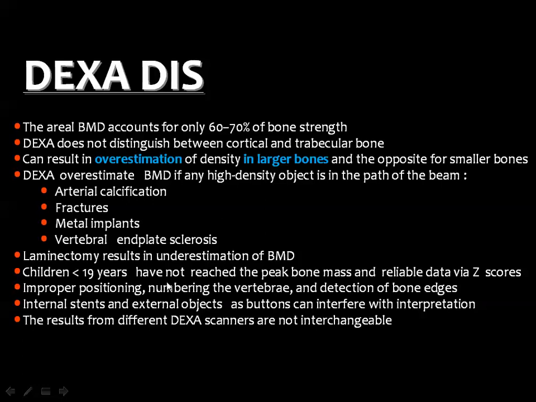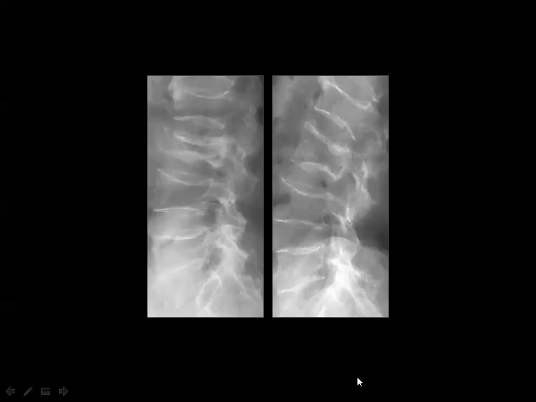these children have not reached the peak of bone mass, and the reliable data can at that time be obtained via the Z scores. Improper positioning and the numbering of the vertebrae and the detection of bone edges may result in abnormal interpretation. The presence of internal stents and external objects like buttons can interfere with the interpretation. Then also you cannot interchange the data with DEXA with other people in other countries, for example.